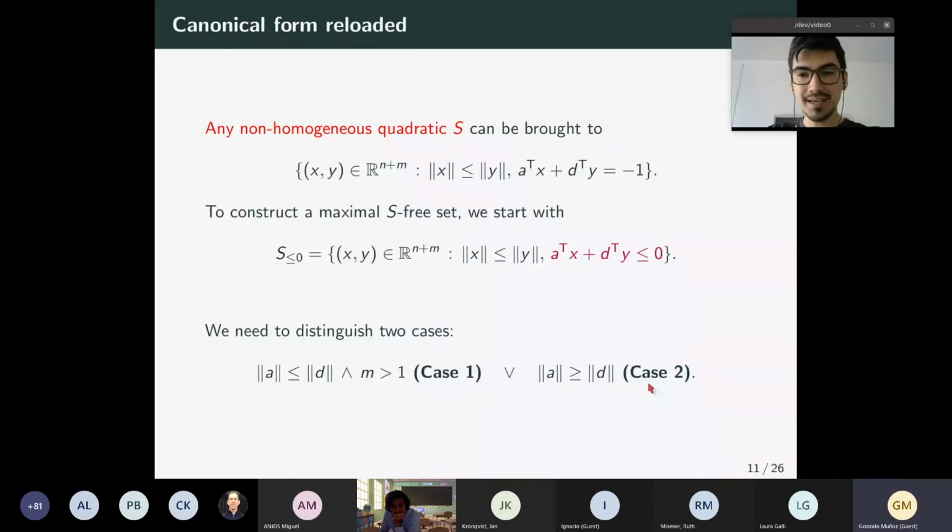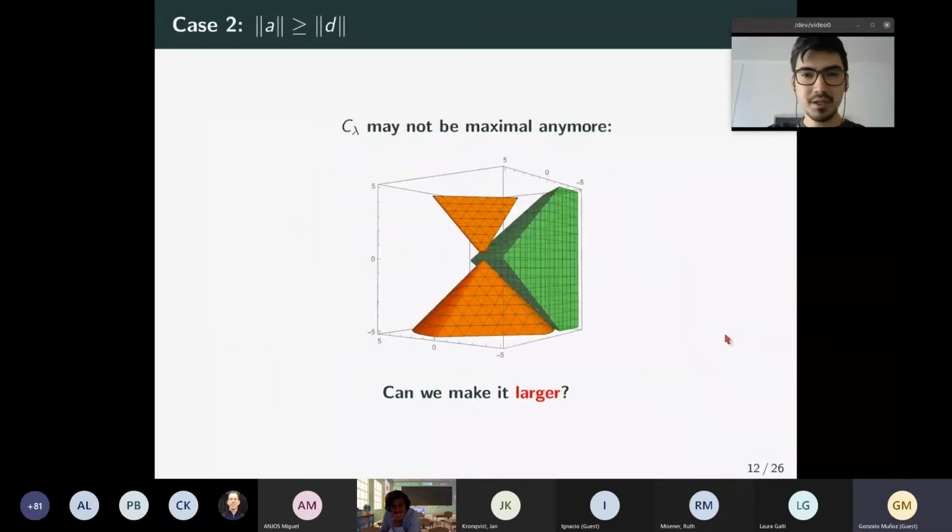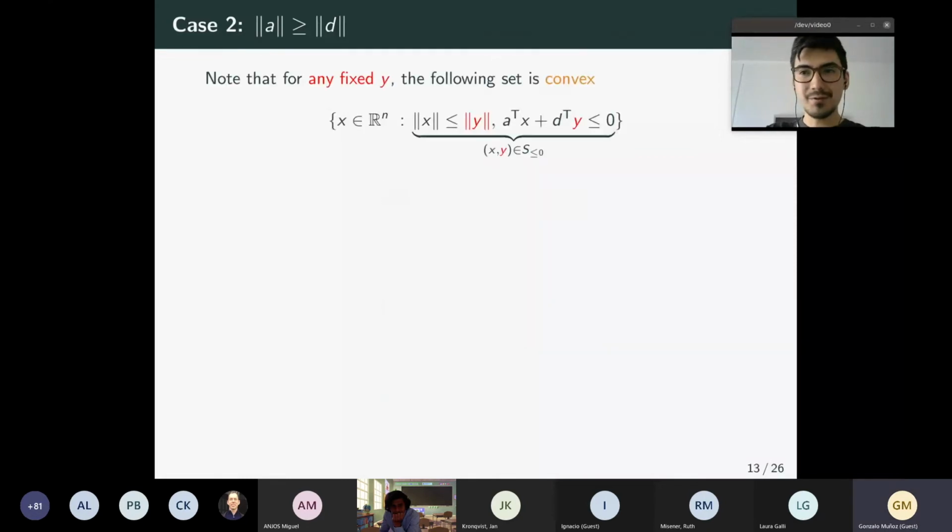So let me illustrate what happens in case 2. In case 2, now you don't have the hourglass anymore, as I mentioned before. You slice the hourglass with a half space, and you look at just one side of that. And now the set that I had before, which was this wedge, is not maximal anymore. In general, it might not be. So the question is, can we make this set larger? Of course we can, otherwise I wouldn't be giving this talk.